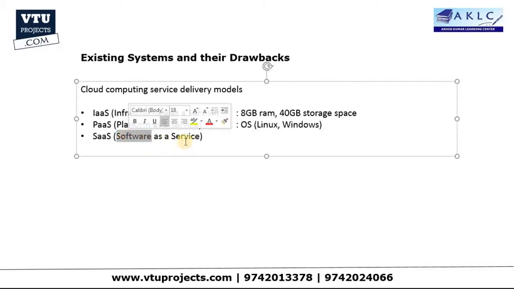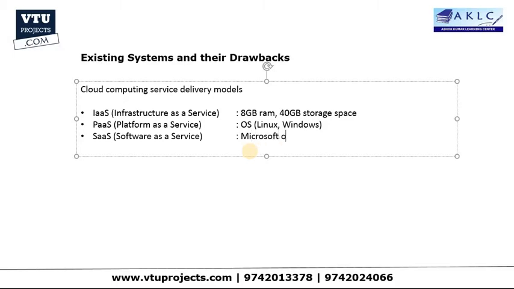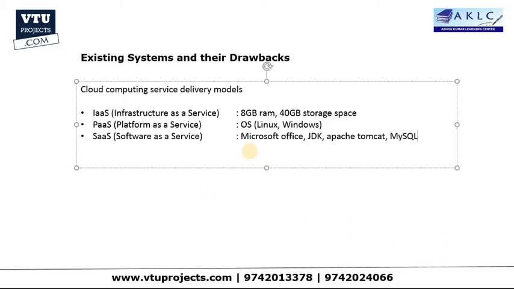And the third one will be SaaS, software as a service. As the name itself indicates, software will be provided to you over the cloud. For example, Microsoft Office will be provided to you as a service in the cloud, or JDK will be provided to you as a service in the cloud. Apache Tomcat will be provided as a service on the cloud. MySQL database will be provided as a service on the cloud, like that.